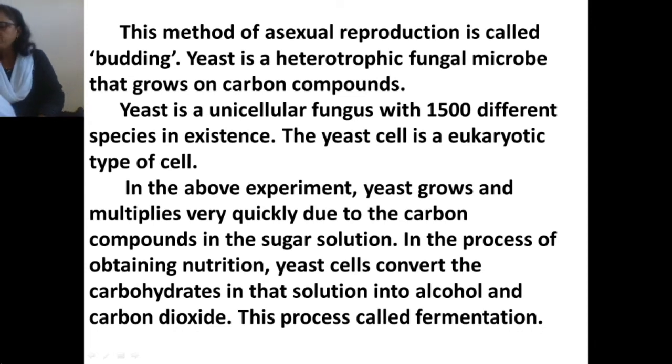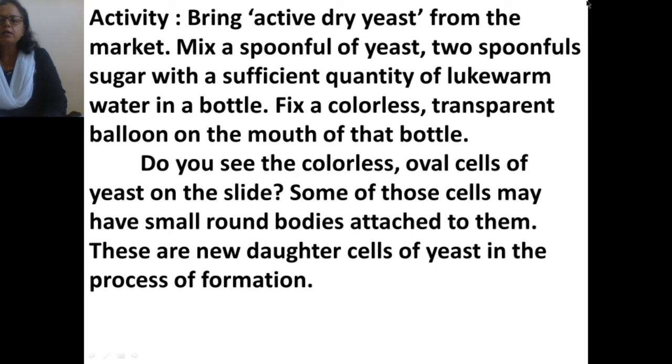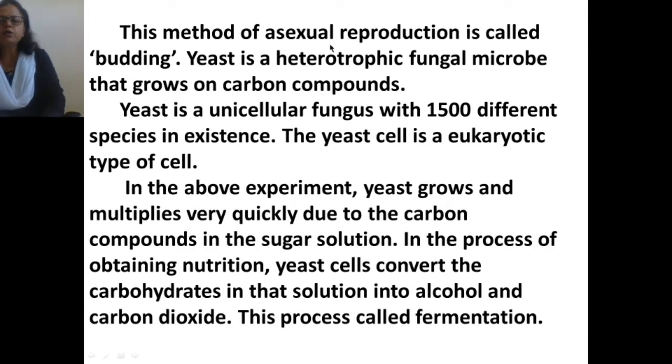So when we take this drop of solution from the bottle onto a glass slide, and then see it under a compound microscope, what will we see? Yes, the oval cells of yeast on the slide. Some of those cells may have small round bodies attached to them, and these are the new daughter cells of yeast in the process of formation. So this method of asexual reproduction is called budding.